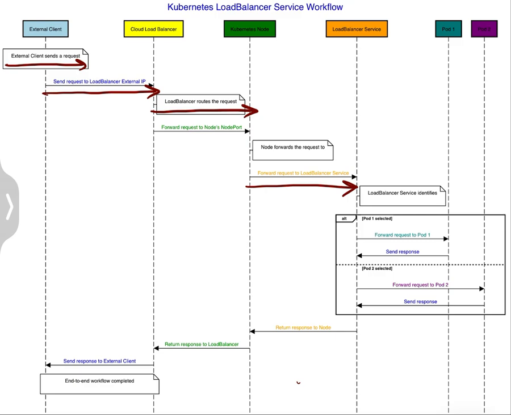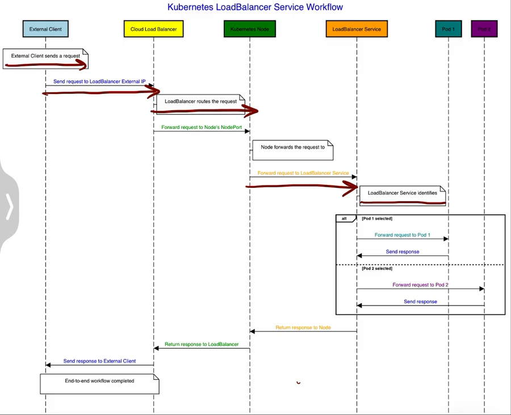4. Load balancer service identifies backend pods. The load balancer service determines which backend pods can process the request using endpoint objects. These endpoint objects contain the list of healthy pods associated with the service, ensuring that only ready and available pods are selected.